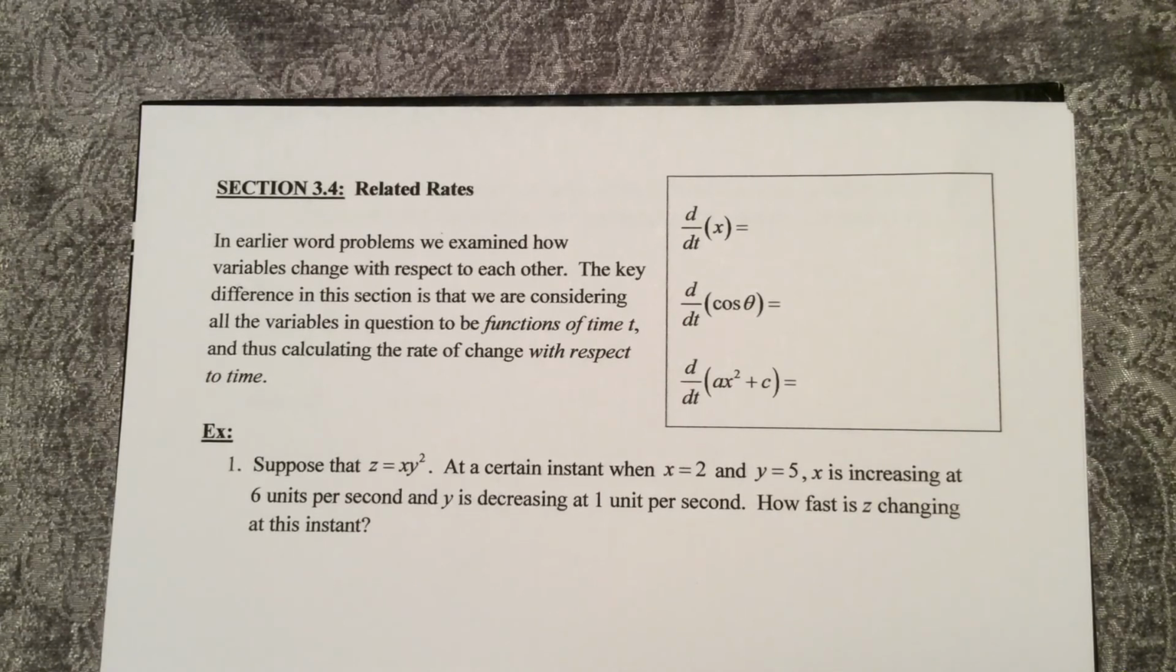In earlier word problems, we examined how variables change with respect to each other. The key difference in this section is we are considering all variables in questions to be functions of time, and thus calculating the rate of change with respect to time. So let's look at a few functions on the right. Taking the derivative with respect to time. How is this variable changing with respect to a change in time?